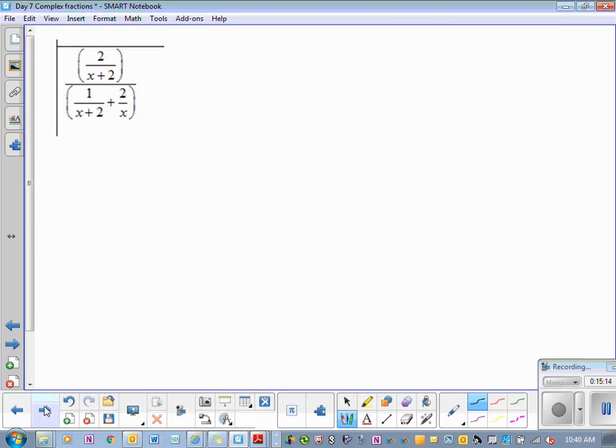All right, so let's look at this one. Draw your fraction bar just a little bit longer. So I have my numerator and my denominator. Okay, so up top, I have 2 over x plus 2. Do I need to add a fraction, subtract a fraction, anything like that? Not on top, right? On top, I just have that one fraction. All right, so divided by, oh, what's happening on the denominator? Yeah, there's a fraction adding a fraction. So I'm going to put my little brackets here.